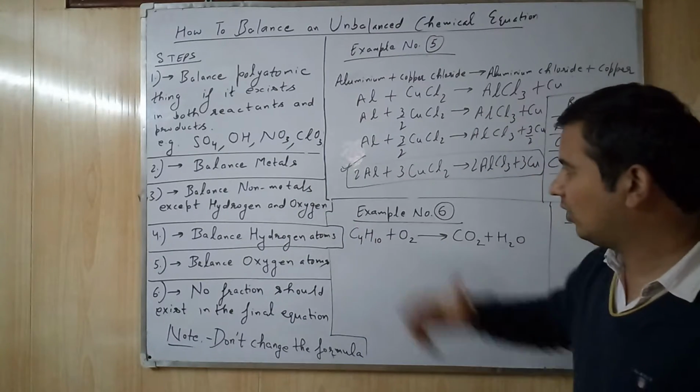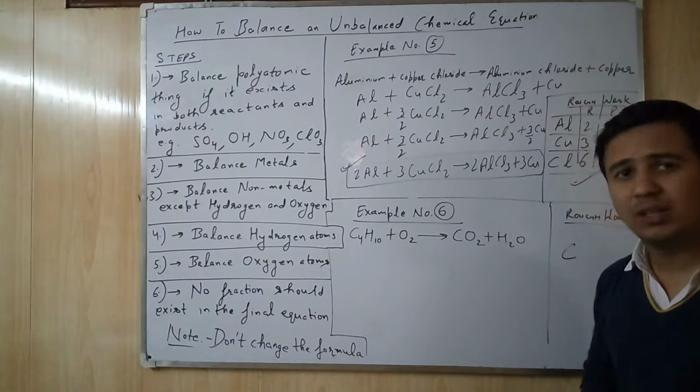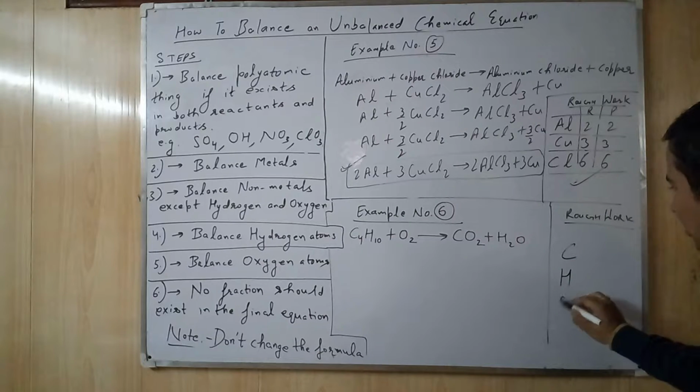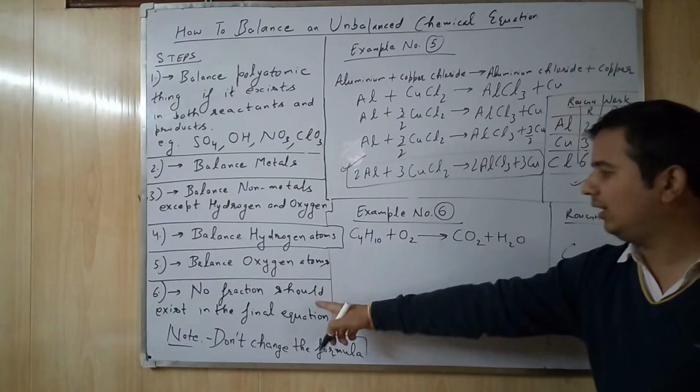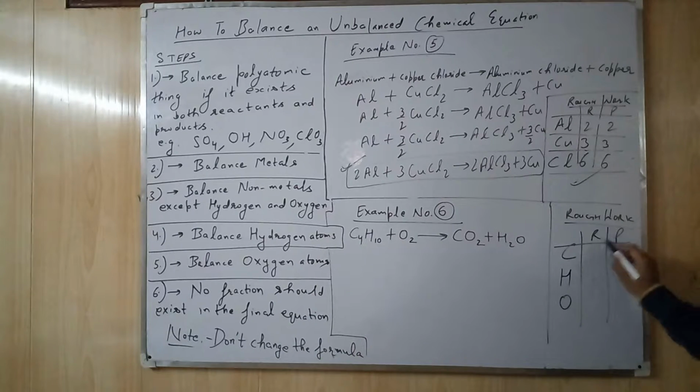No metals, then non-metals except hydrogen and oxygen. I will place C in the category of non-metal here. Then comes H, hydrogen, then comes oxygen, and this step will be verified in the end if we have to apply it. So this will be your table which you have to update again and again. Firstly C.